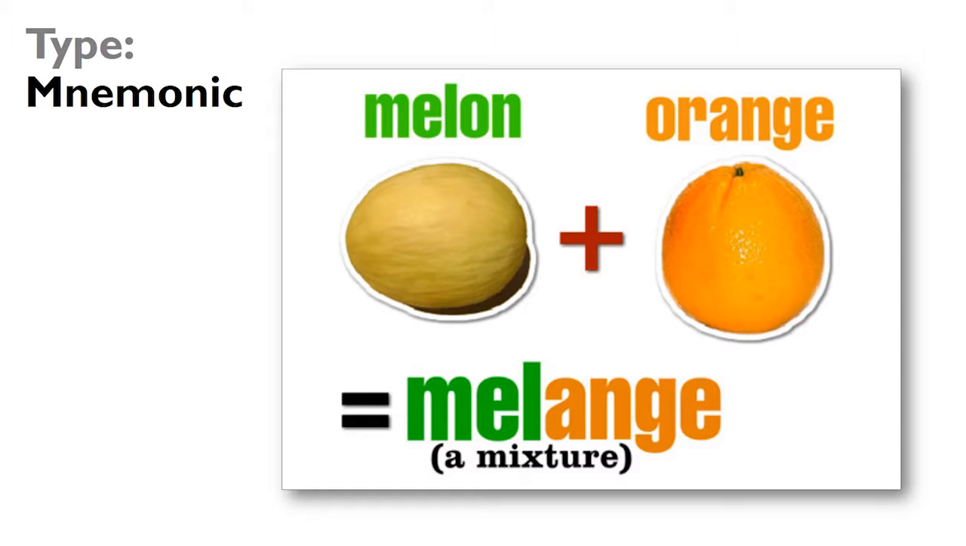The next category of graphics are called mnemonics. And you're probably familiar with these in your life in terms of verbal mnemonics, but these are visual depictions that provide retrieval cues for factual information. So in this case, if you wanted somebody to remember what melange means, what its definition is, you might represent a melon and an orange mixed together as part of the word.